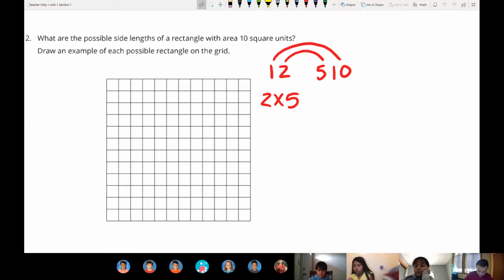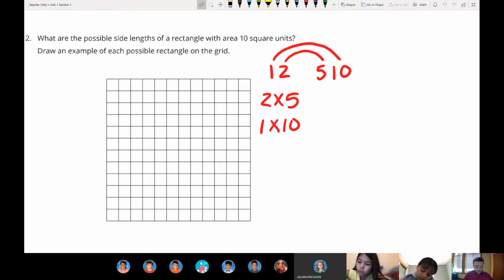Okay, so we have 1 times 10 as one of the options. We have 2 times 10 or 2 times 5 as another option. We could test out 3, we could test out 4, but those are not factors of 10.